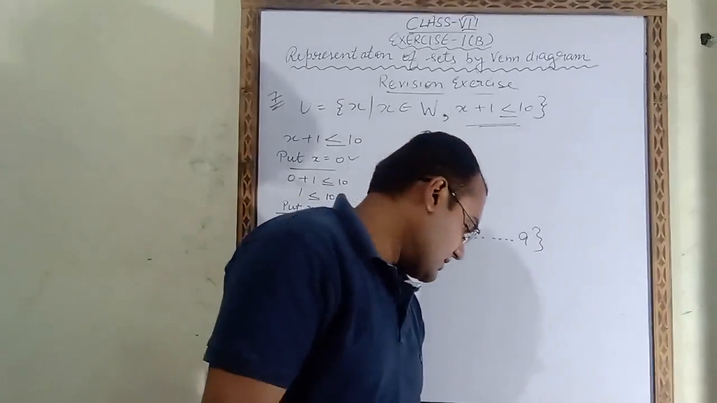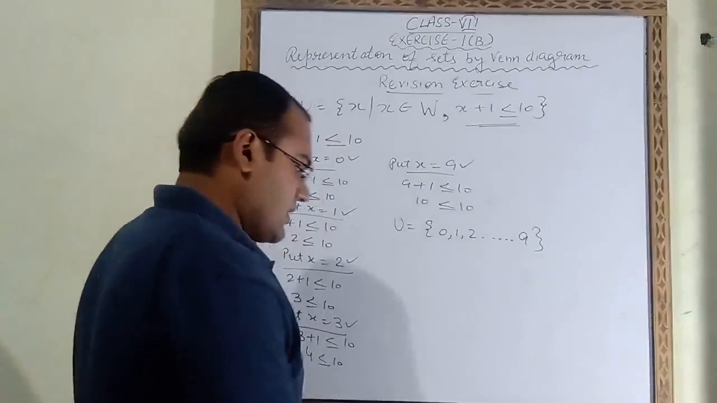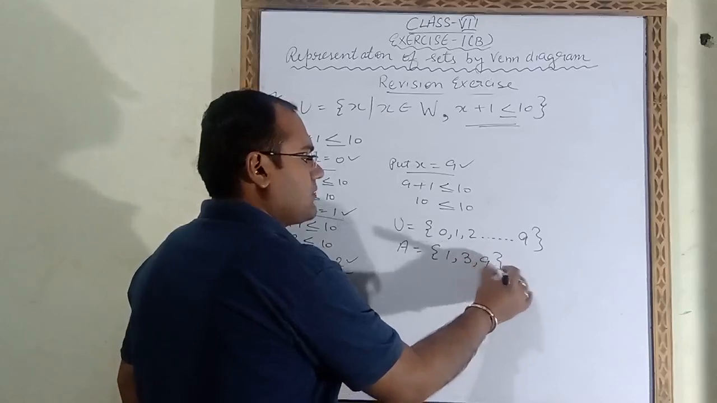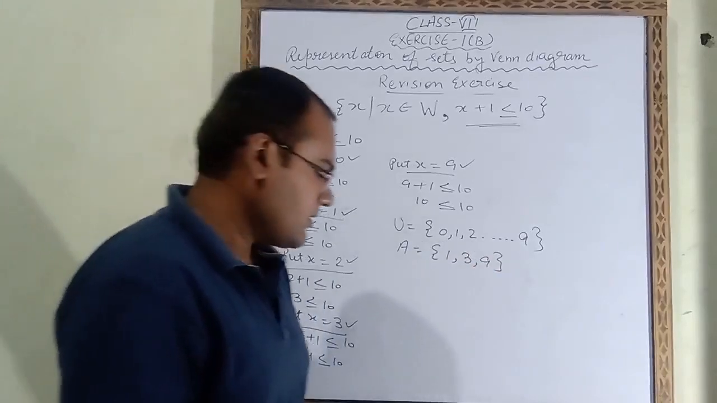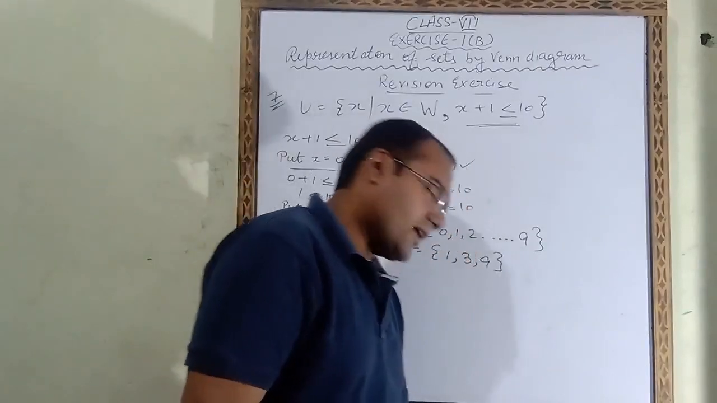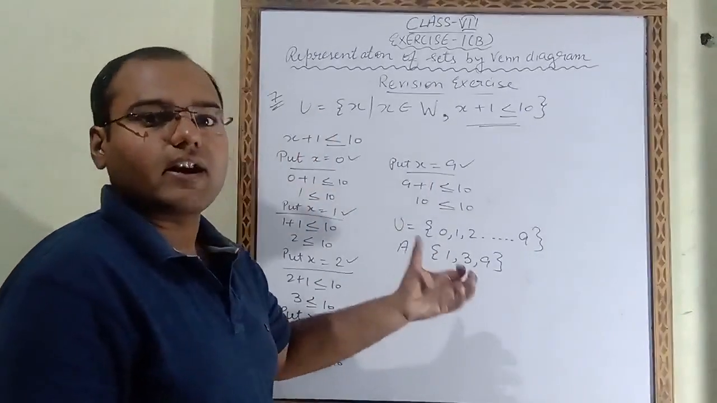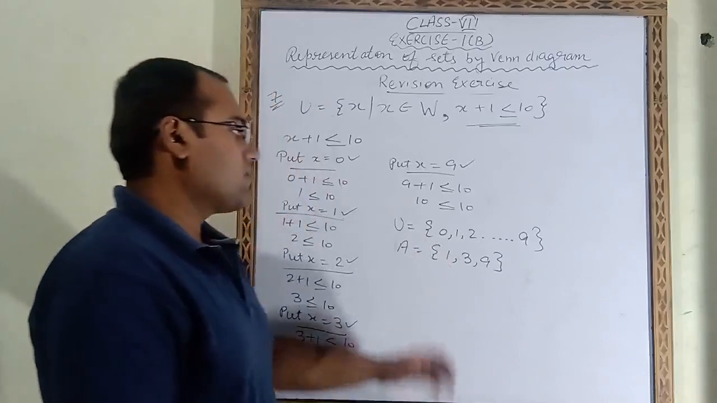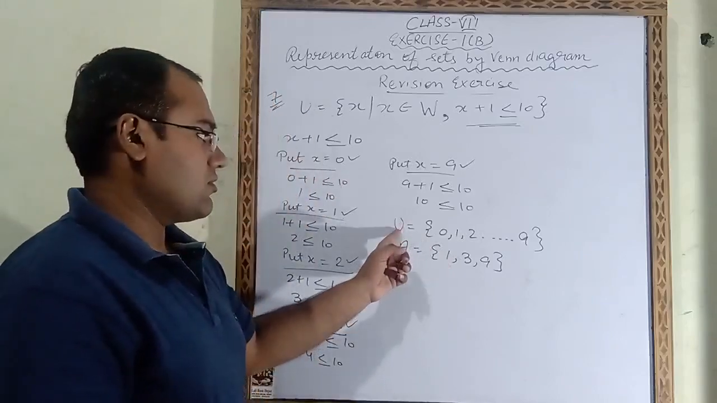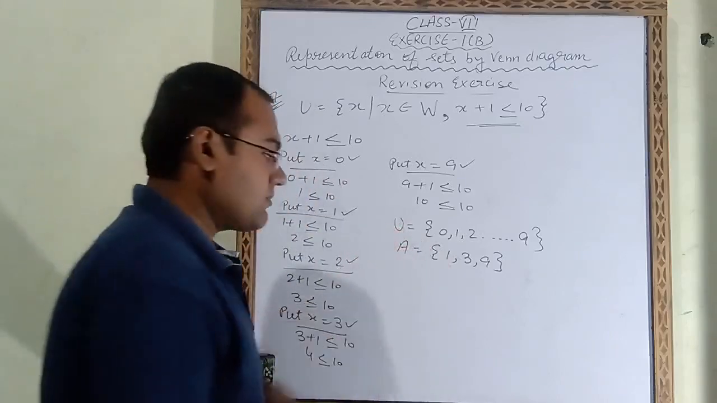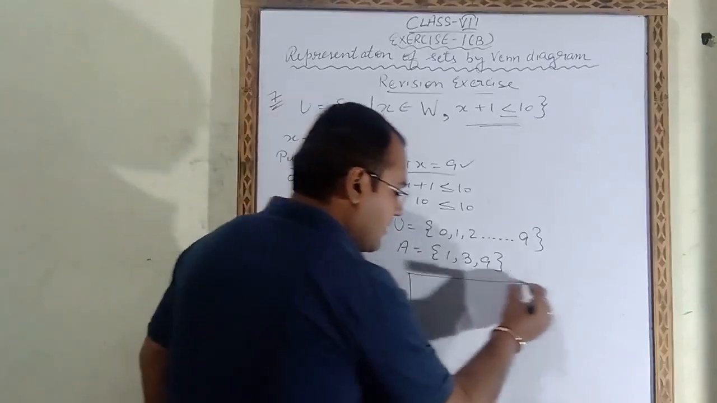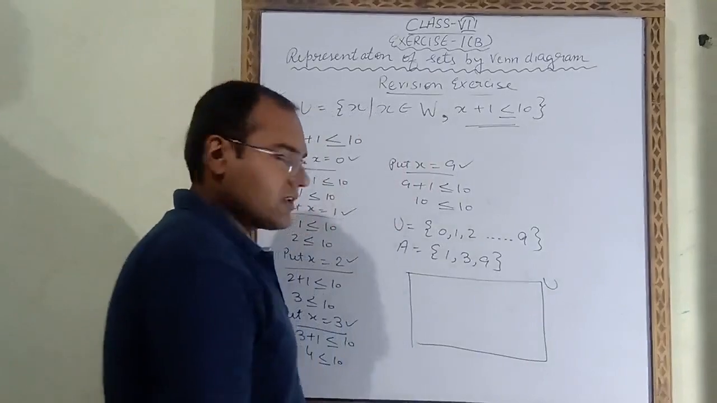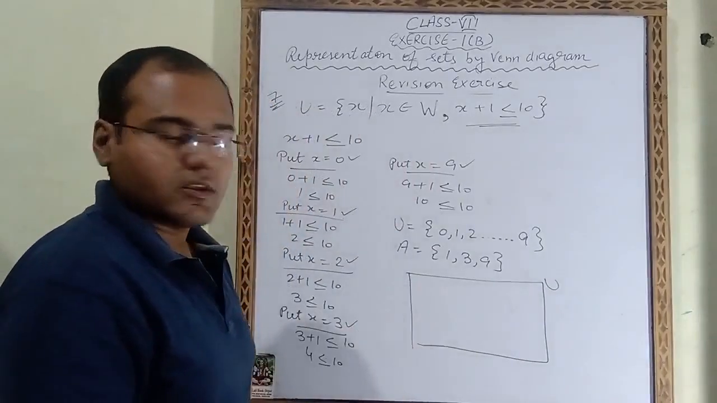Then in the question it is given that A is equal to 1, 3 and 9. Show them by Venn diagram. Now we have to draw the Venn diagram. For the Venn diagram, first of all you have to draw the universal set. Universal means you make one rectangular box. This is the rectangular box for the universal set.